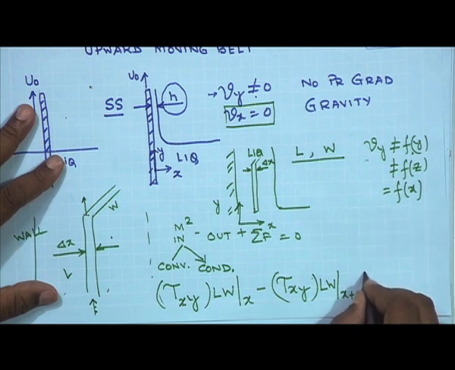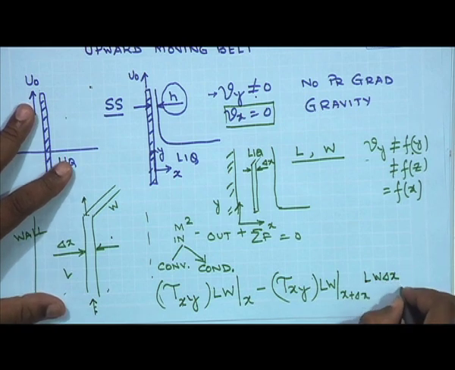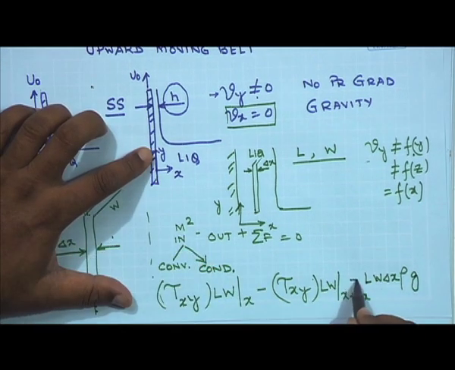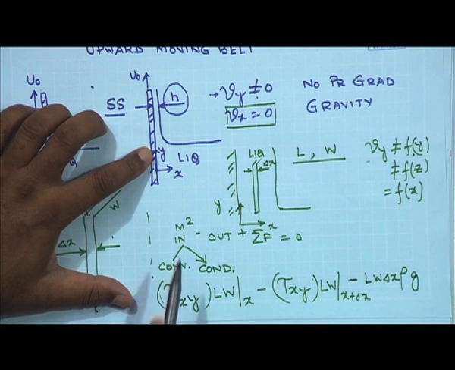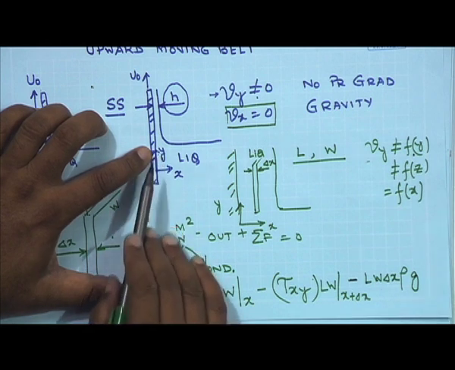And in order to obtain the gravity force, I first need to find out the volume of the liquid contained in the control volume, which is L W times delta x. When I multiply it with rho and g, I obtain the gravitational force. But if you look at the coordinate system here, I must put a minus sign in this case, since my g and y are oppositely directed.